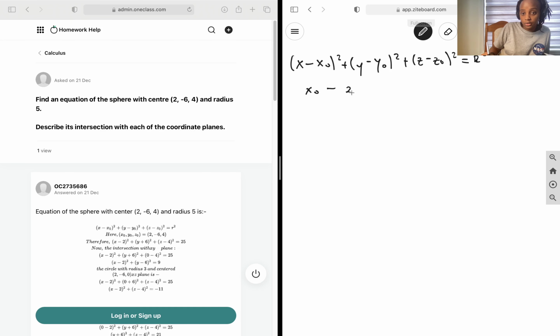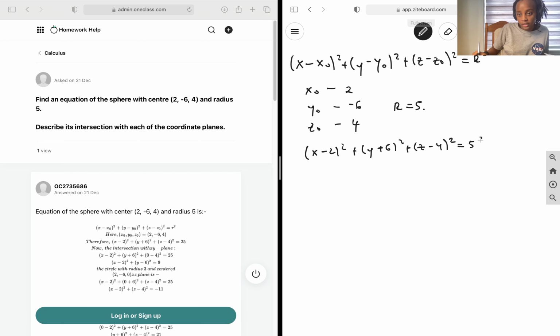So in this case, it's going to be 2. Yo is the center of the sphere in y coordinates, so it's -6 here. And zo is going to be the center of the sphere in our z-axis, and that's going to be 4. And our radius, as we know, is going to be 5. So I'm going to just plug that all in here. We have x minus 2 squared plus y minus 6 is +6, so y plus 6 squared plus z minus 4 squared is equal to 5 squared, and that's the same thing as 25, of course.